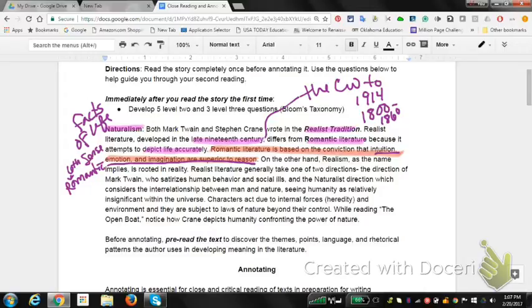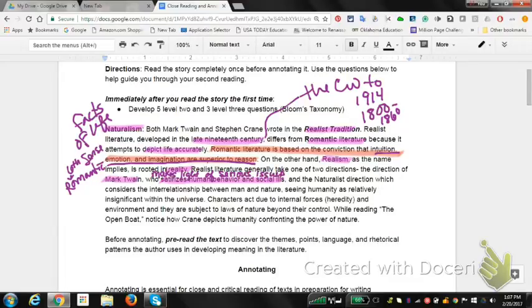Okay. On the other hand, realism is, as its name implies, based on reality. Okay. Realism, reality. Realist literature generally takes one of two directions. We're looking at the direction of Mark Twain, okay, who satirizes human behavior and social ills. Now, what is satire? Satire makes fun or makes light of serious issues.